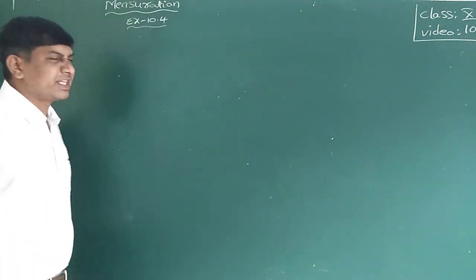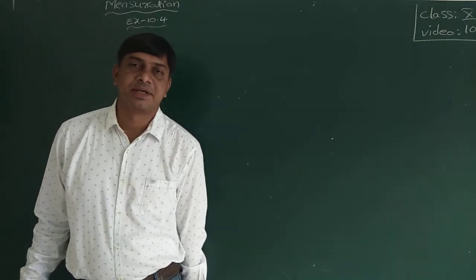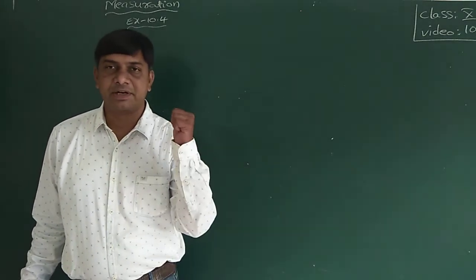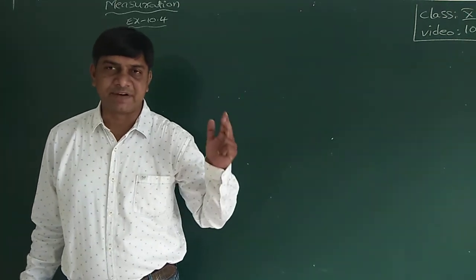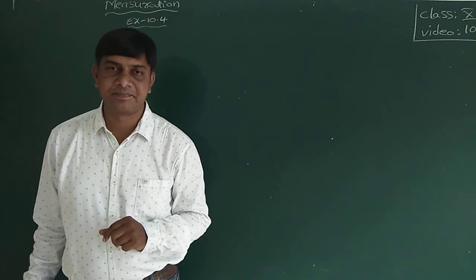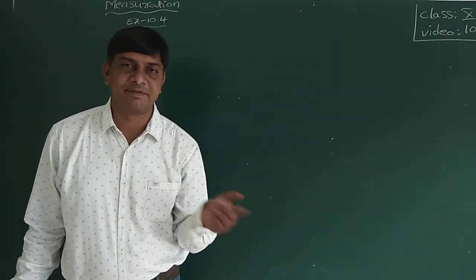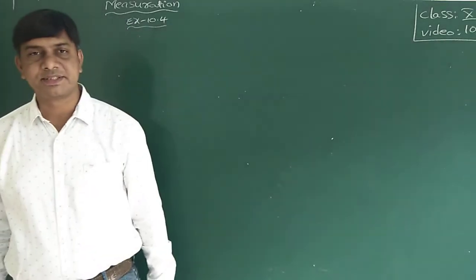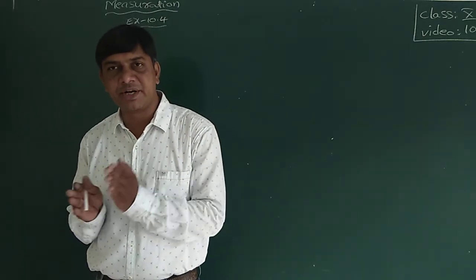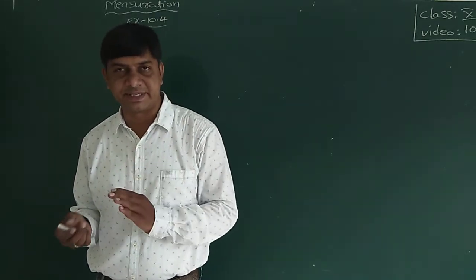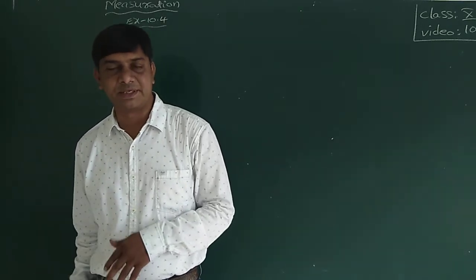Last class we were discussing mensuration exercise 10.3, and we completed the problems. First we learned what mensuration is, what a solid is, and the formulas of all the solids, and then surface area problems of individual solids. After that, we learned the surface areas of combinations of solids.